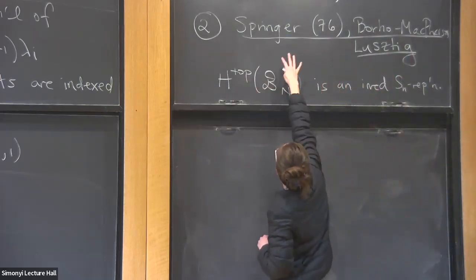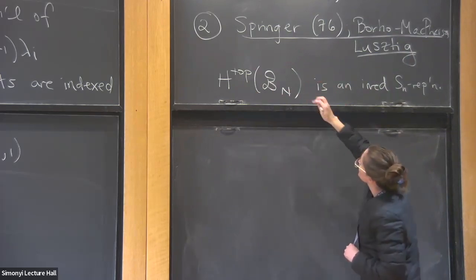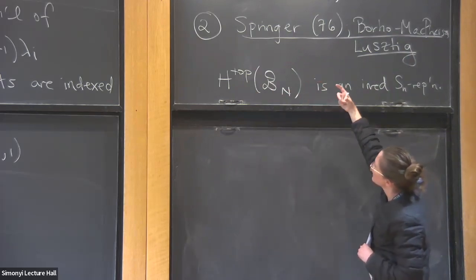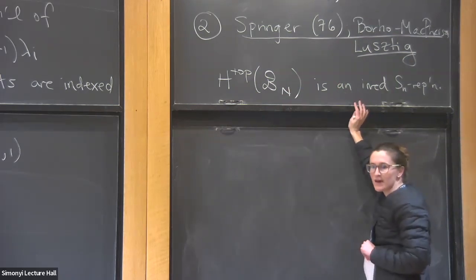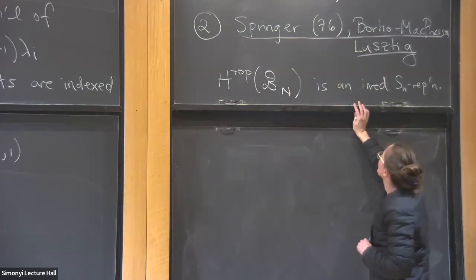This cohomology fact is Springer's result, and I want to point out that I am talking about type A Springer fibers. There are analogs of this result in all types. It's a very beautiful theory.